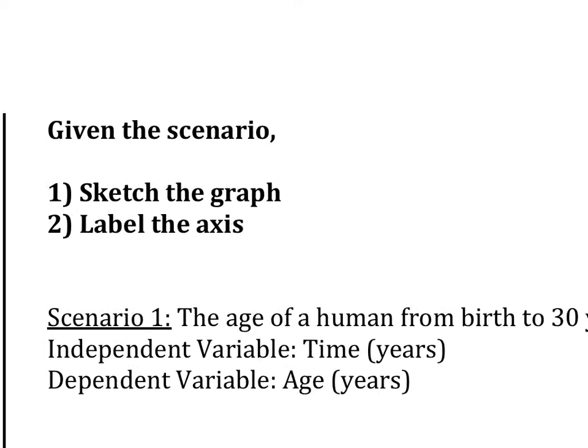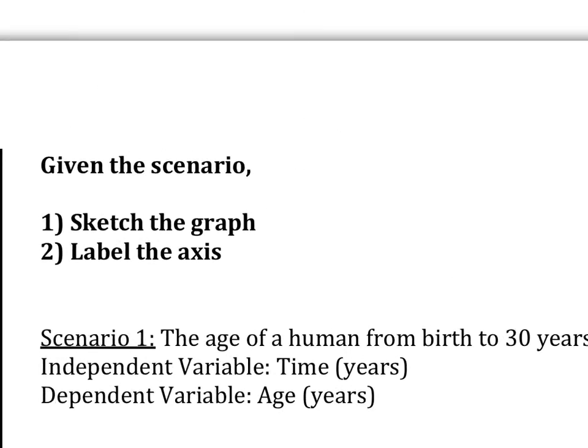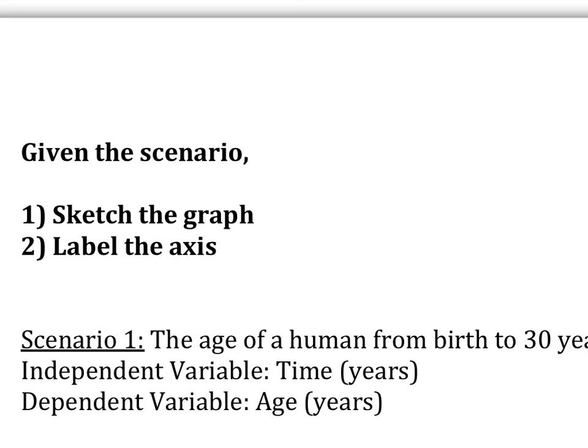Okay, first scenario. The age of a human from birth to 30 years old. The independent variable is time. The dependent variable is age. Go ahead and graph. Remember to label, that way I can see. So the age of a human from birth to 30 years old: time is the independent variable, age is the dependent variable. So graph it.